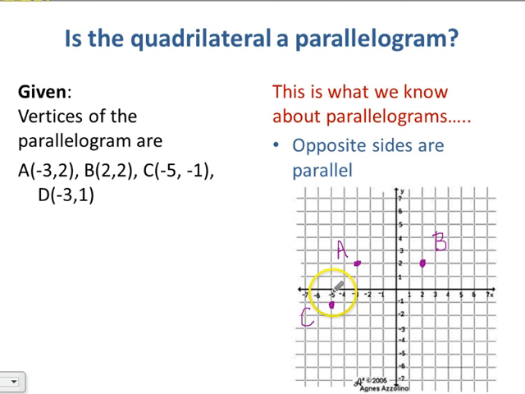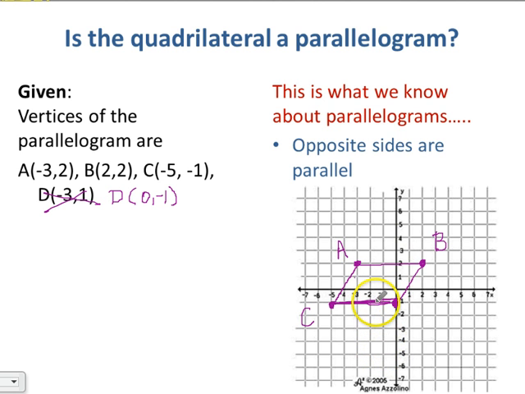Let's see. This is the point that we want. So the last point is going to be at 0, -1. We're going to change that. Alrighty. So is this quadrilateral a parallelogram? So if we draw in our lines here to create some kind of four-sided figure, is it a parallelogram? Well, how can we tell?